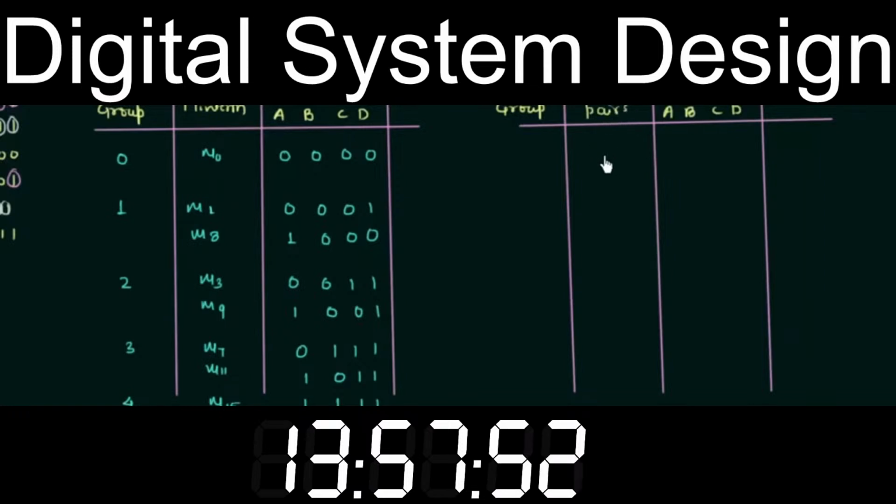pairs. Now what is this matched pair? This is a new term and very important in the tabular method. The matched pair is what we obtain when we compare the nth group with the n plus 1th group. If 0 is the group, then 0 plus 1 is 1, and we have to compare group number 0 with group number 1 and we will obtain the matched pairs.